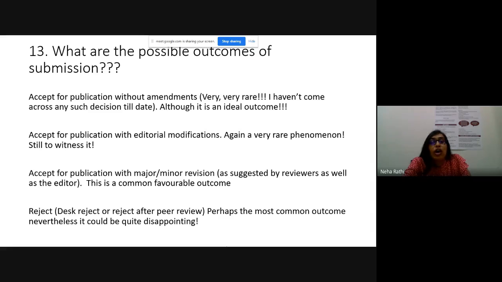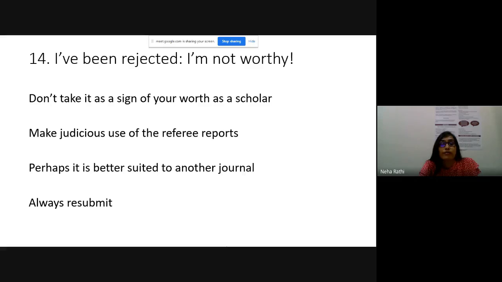And reject. Desk reject is when the editor reads your abstract and immediately rejects it. Or it may get rejected after peer review also. Perhaps the most common outcome, nevertheless, it would be quite disappointing. Of course, naturally, nobody will be pleased with this outcome, no doubt about it. So now what next? I have been rejected. I'm not worthy? Never think so. Don't take this rejection as a sign of your worth as a scholar.